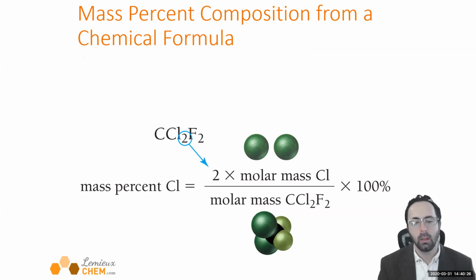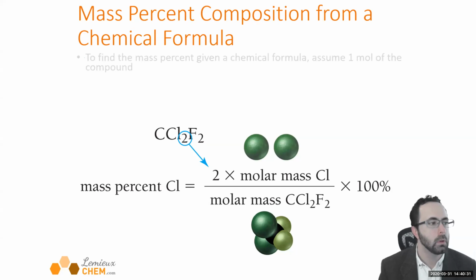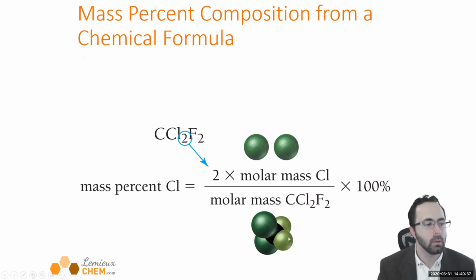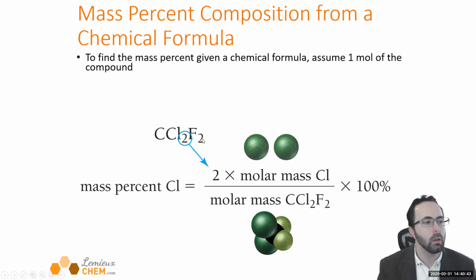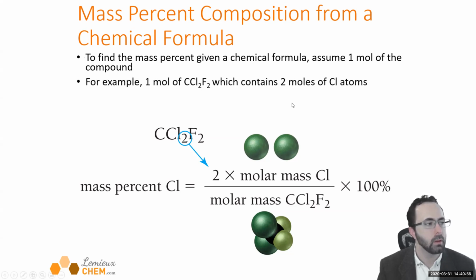Now, what if we don't have an experiment to go by? Let's say, for example, we have this molecule CCl2F2, and we're just given this formula. We want to know what percentage by mass of this is chlorine. So first you want to assume 1 mole of the compound. This will make your calculations easier.